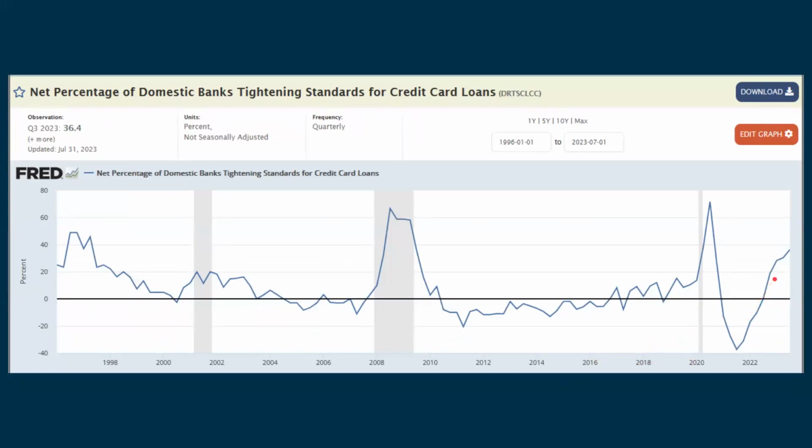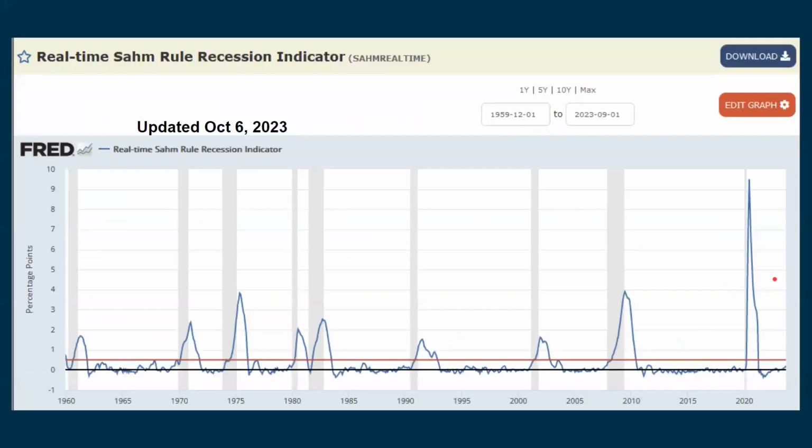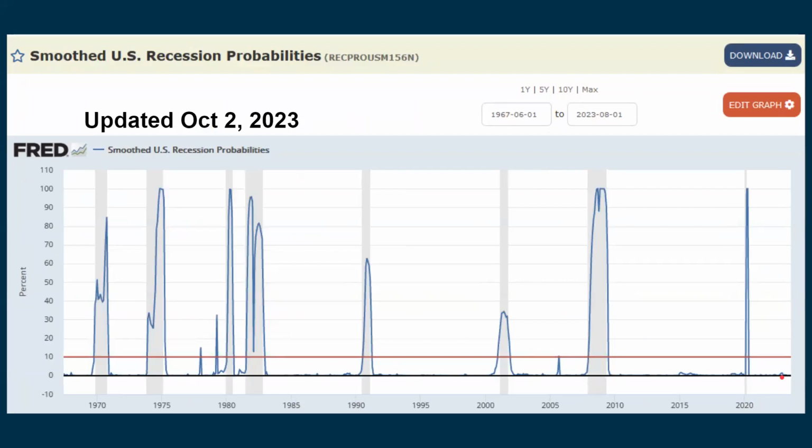This just shows the banks are tightening their lending standards. And then we have the real-time SOM rule that hasn't been updated since the 6th of October. We only get nervous if it goes above the red line. We're just a little bit above the black line. The same thing with the smooth recession indicator, not updated since October 2nd, where it's pretty much right on top of the black line, not even near the red line.